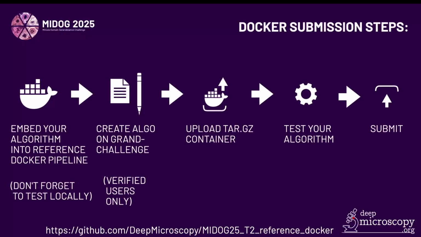Now, this is the process depicted in a nutshell. Embedding your algorithm into a reference Docker pipeline, then creating an algorithm entry on Grand Challenge. Once that is done, you can start uploading your container image there. This is this tar.gz file. It is not mandatory to provide the model independently, as this is now possible on Grand Challenge, but it's not required in this context. Finally, before submitting your algorithm to the challenge, test it. Test your algorithm on example images that we provide in the repository.